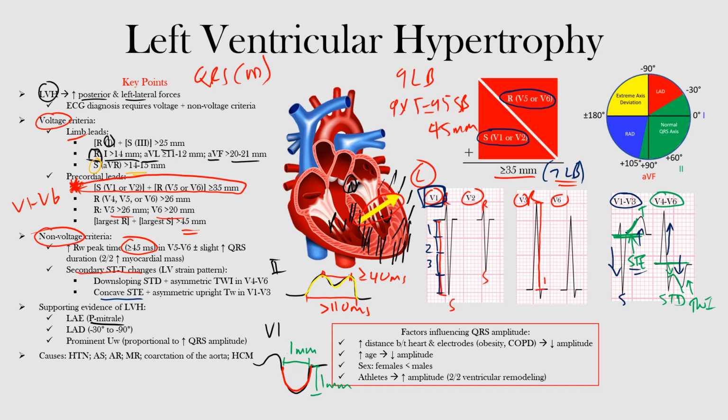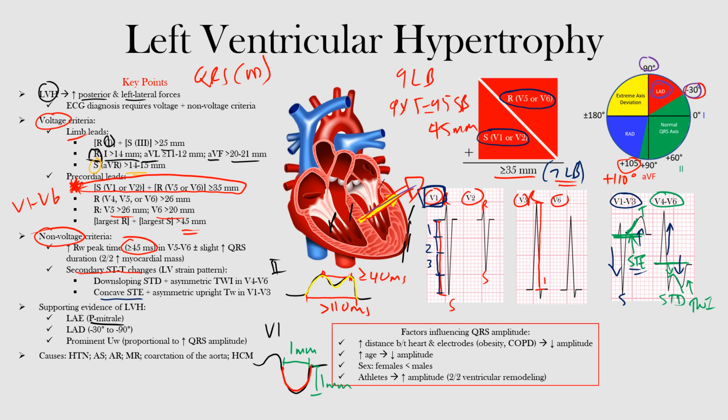So next we can see leftward axis shift in the frontal plane between -30 and -90 degrees, which is due to the increase in the leftward forces. Okay, so just to erase some of this here, notice that our arrow, our vector, is now heading more leftwardly, okay? And if we look at our axis here, this is our normal, between -30 and +105 or +110, around that region, okay? And what we're seeing here is because of those increased leftward forces, we'll see leftward axis shift, okay, between -30 and -90 degrees, okay?